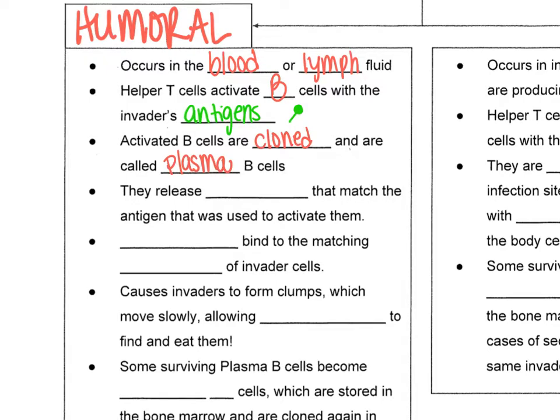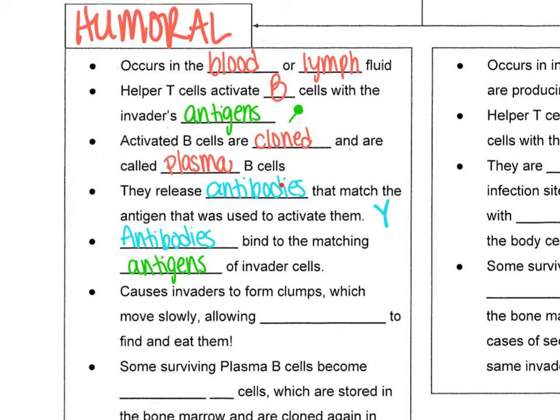Once these B cells are activated using the enemy's antigens, those activated B cells can then be cloned or copied, and now they are called plasma B cells. Now that we have tons of activated plasma B cells, these plasma B cells will release proteins called antibodies.